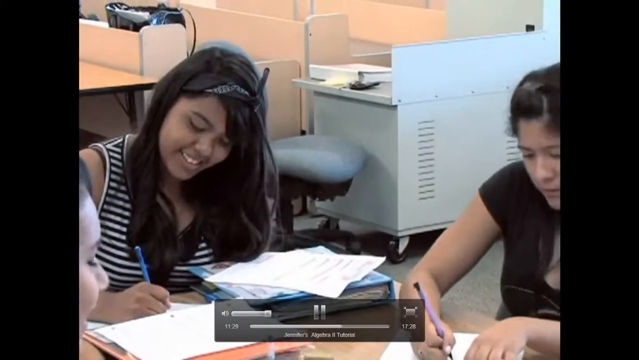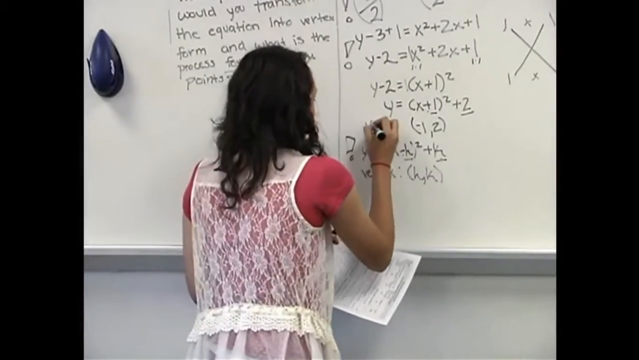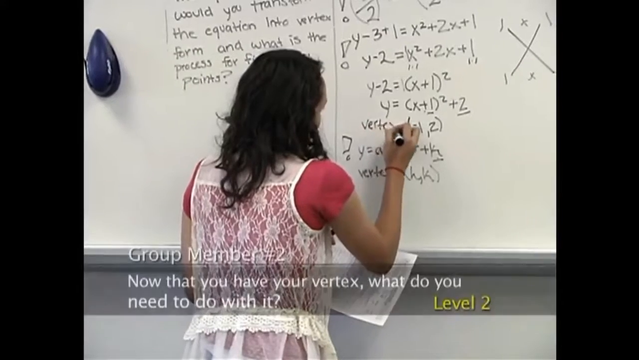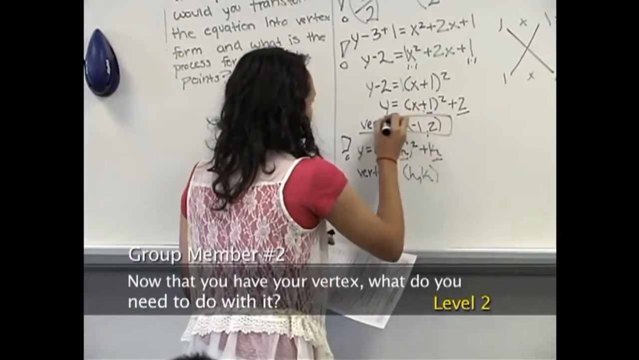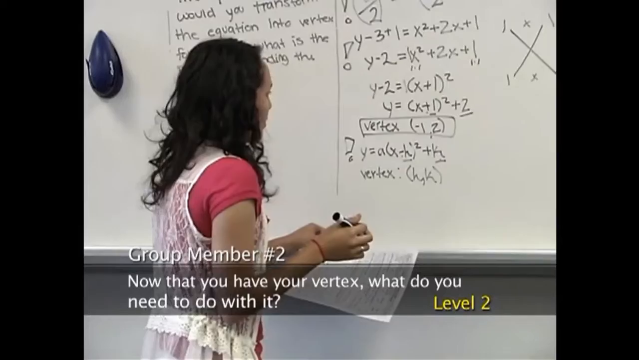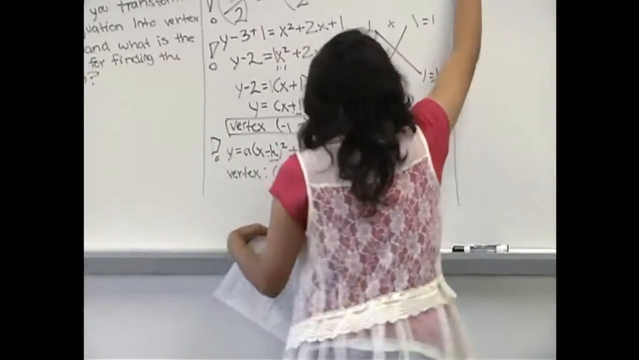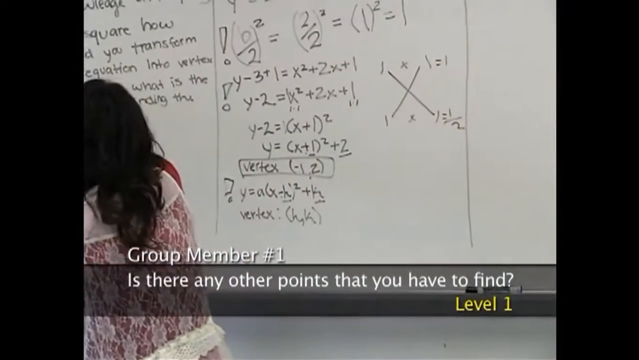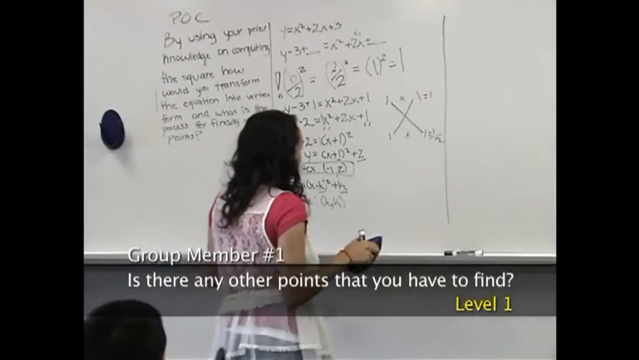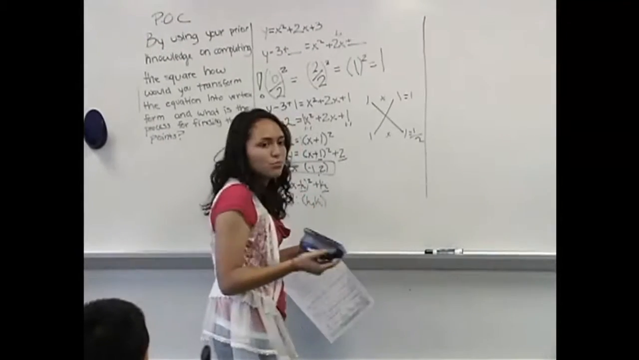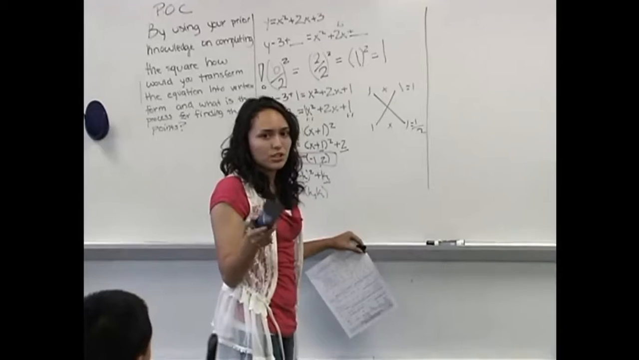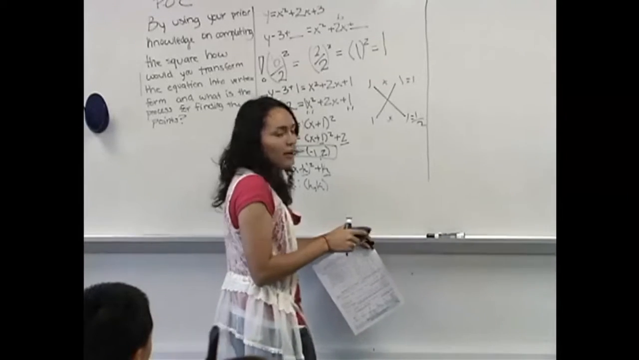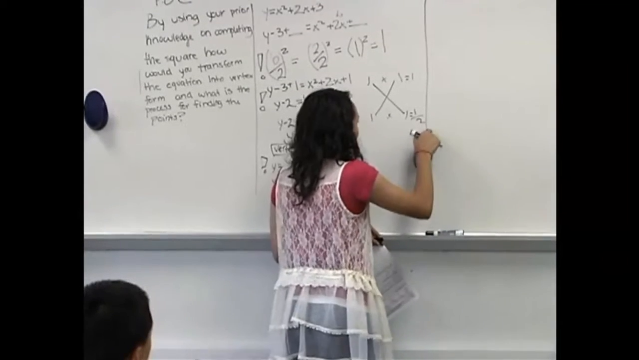To show that the y is going forward. Now that you have your vertex, what do you need to do with it? Is there any other points that you have to find? I know that first I have to plot it because it's the vertex and that's how you start the graph. I would just get stuck on how to find the rest of the points.